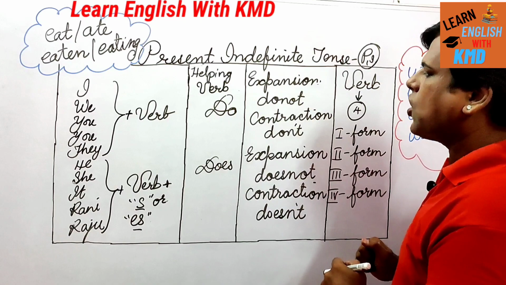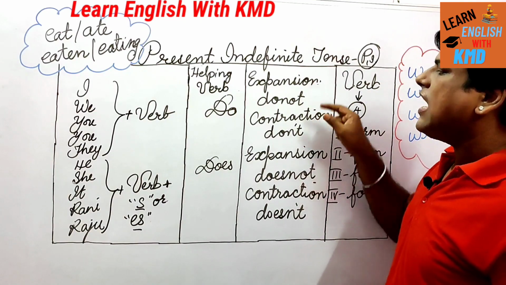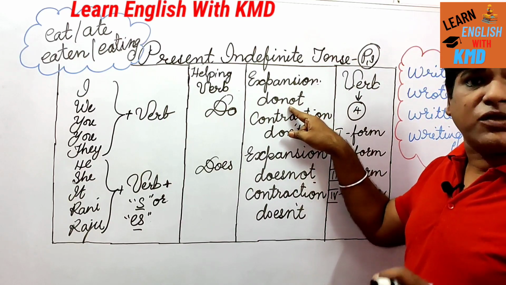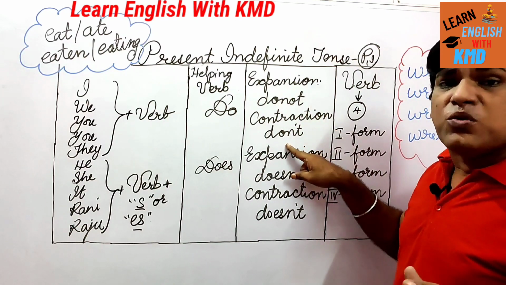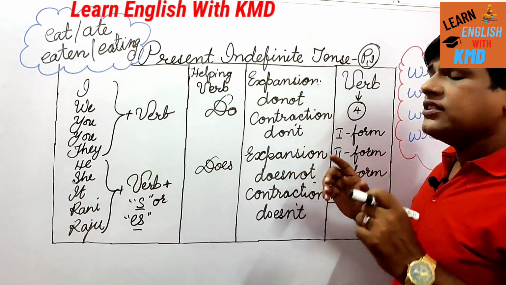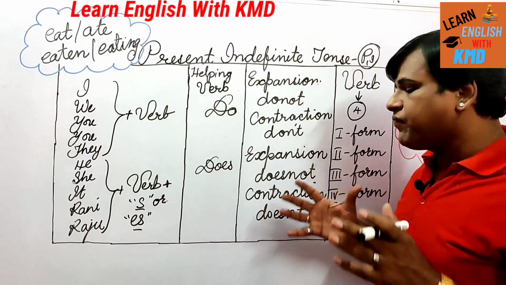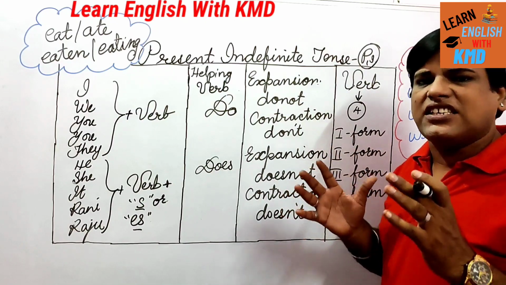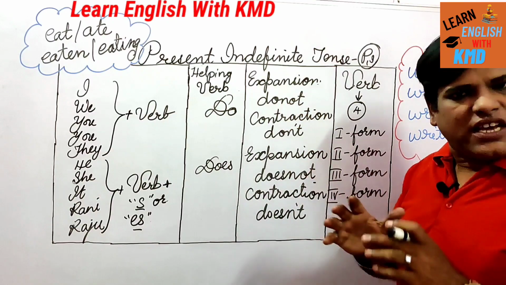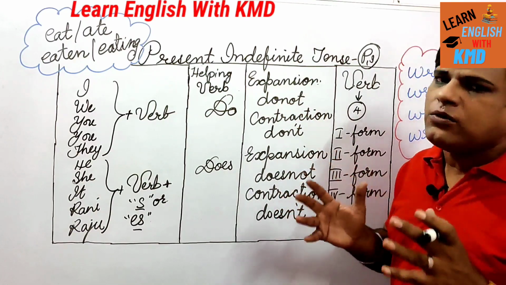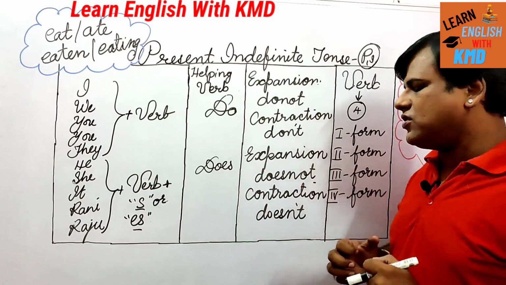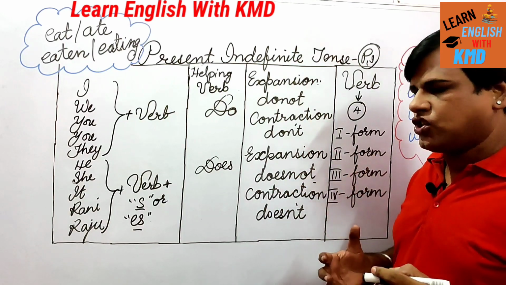Let's move on to the next concept. The next concept is expansion and contraction. Do not is the expansion here, and don't is the contraction here. And coming here, does not is the expansion, and doesn't is the contraction. Let me run it by you again. Do not is the expansion and don't is the contraction. Does not is the expansion and doesn't is the contraction.